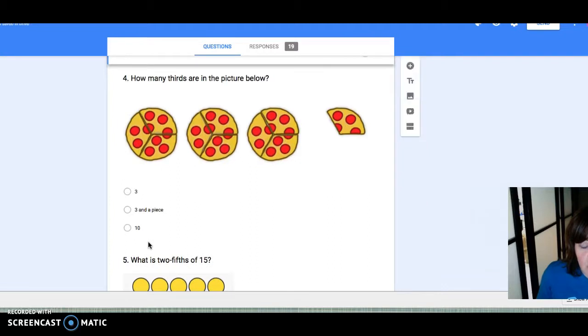Some of you, we're going to go back for a moment, some of you chose this answer, 3 and a piece. There are definitely more than 3/3 here. So that's why that answer was incorrect. Count up all the pieces, and that is the number of thirds that we have here.